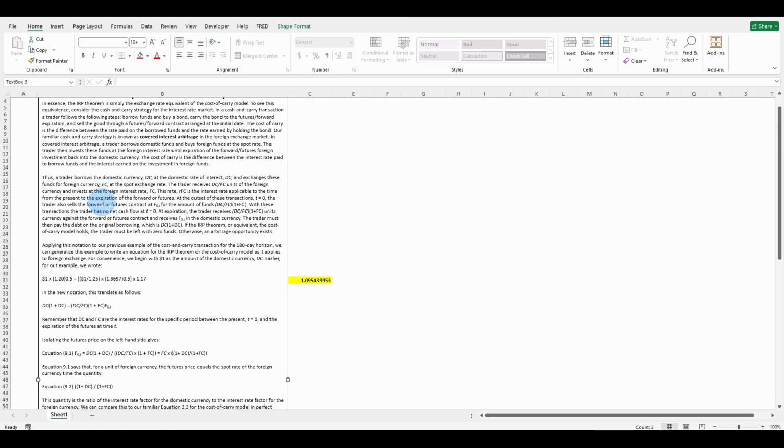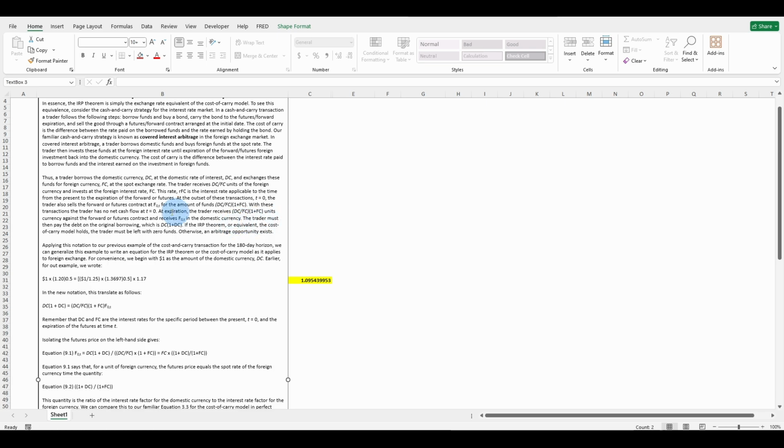The trader also sells the forward or futures contract at F_0 for the amount of funds, DC divided by S_FC times 1 plus R_FC. With these transactions, the trader has no net cash flow at t equals 0. At expiration, the trader receives DC divided by S_FC times 1 plus R_FC units of foreign currency against the forward or futures contract and receives F_0 at time T in the domestic currency.